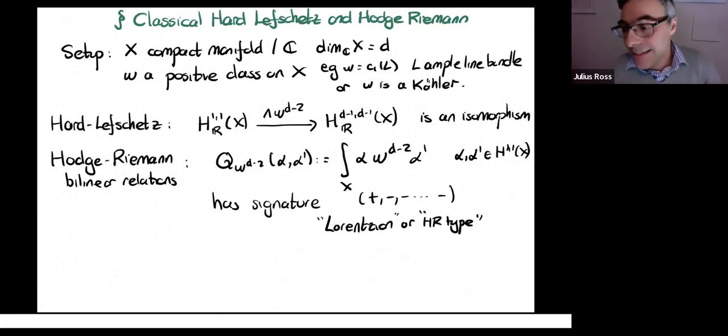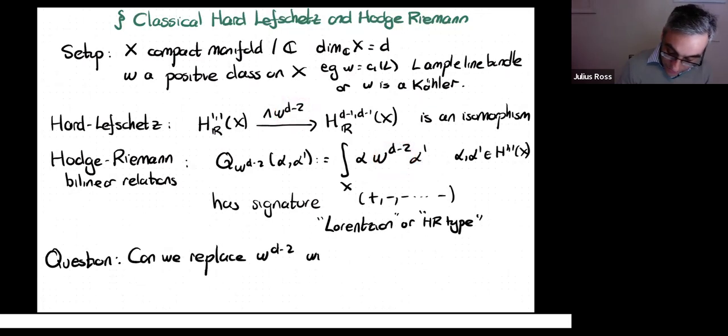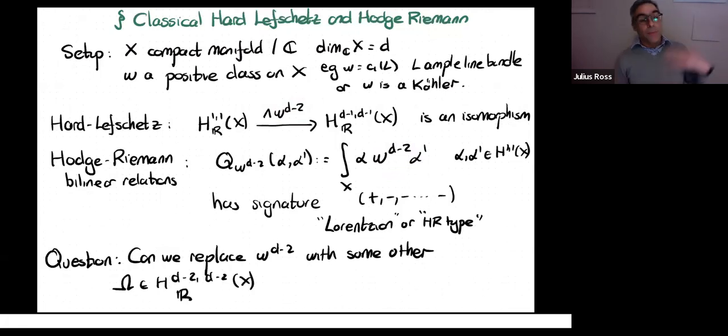Okay, so that's a classical statement that many people know. And then the question that I think was initiated by Gromov was to say, okay, you've got this omega to the D-2 here, that's coming in twice. And so the question he asked is, can this be replaced? Can we replace omega to the D-2 with some sort of other class, let's call it capital omega, that's going to be a (D-2,D-2) class on X? By which I mean you replace it, and you hope to have analogous properties of hard-Lefschetz and Hodge-Riemann bilinear relations.